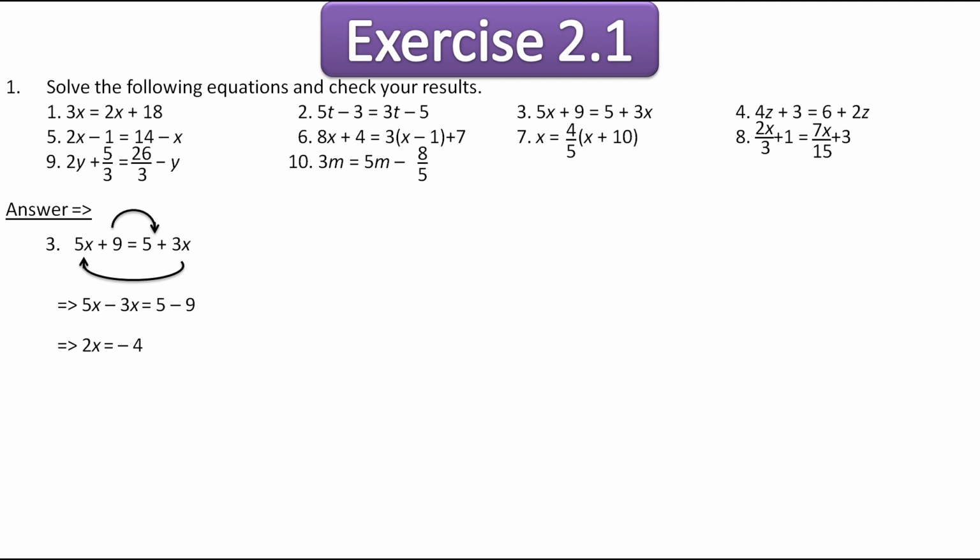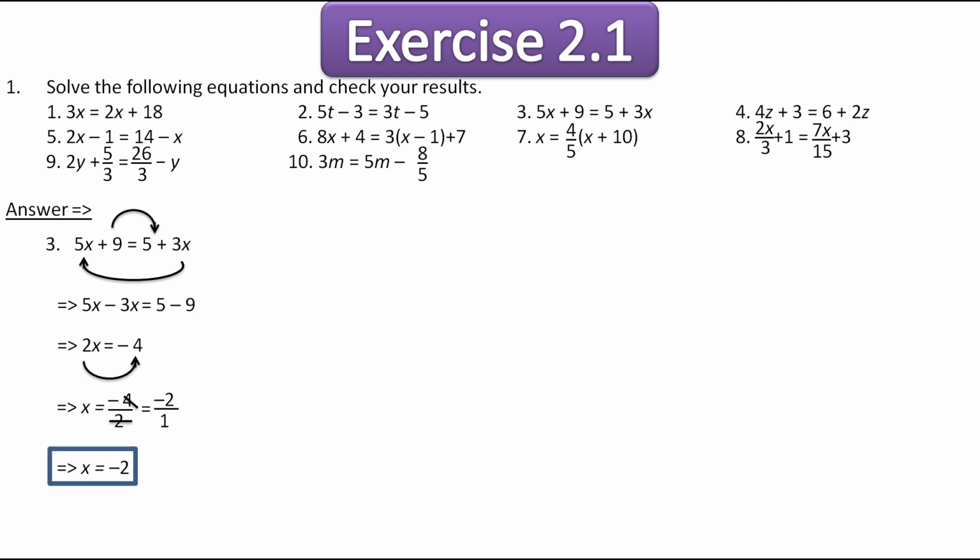Now we have to shift this 2, which is multiplied with x, by dividing the minus 4. That means 2 will go to the right hand side in the place of denominator. So x is equal to minus 4 upon 2. Okay. So 2 ones are 2, 2 2s are 4. So I got x is equal to minus 2.